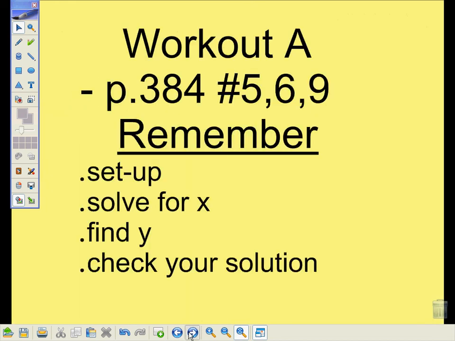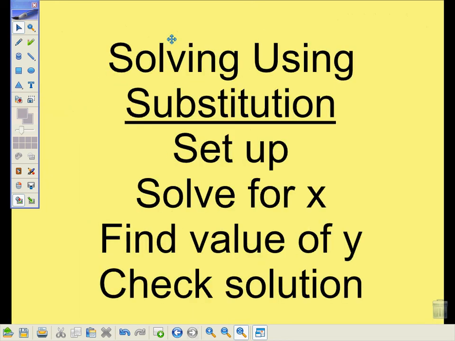A quick review of the steps here. When solving using substitution, set them up, solve for x, find the value of y, and remember, make sure you check your solution.